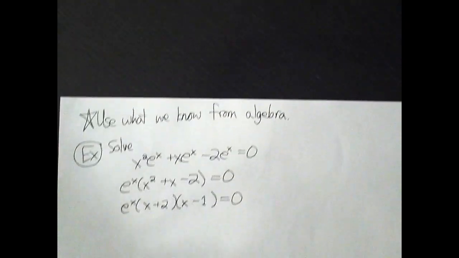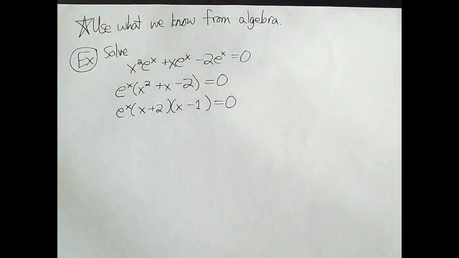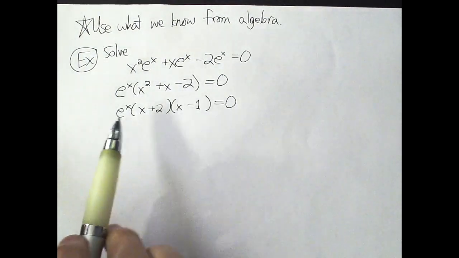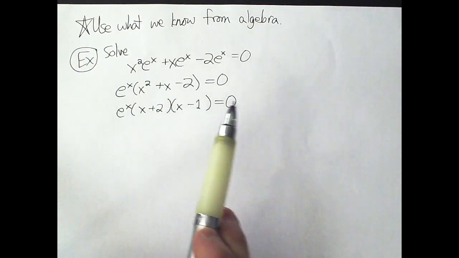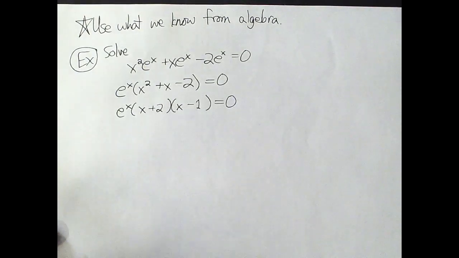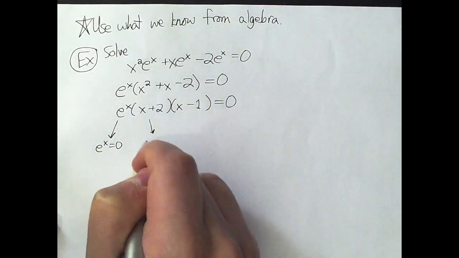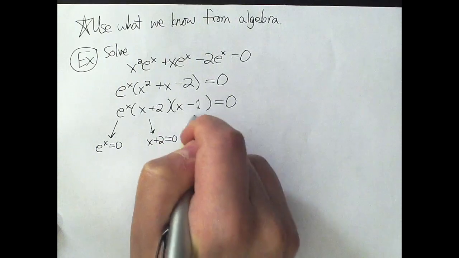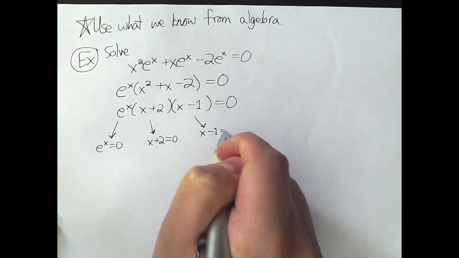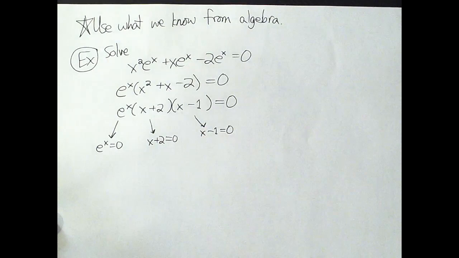Now, because the right-hand side is 0, look what we've got here. We've got something times something times something equals 0. So that means that either e to the x is 0, or x plus 2 is 0, or x minus 1 is 0. Maybe we're getting multiple solutions here. Kind of solving this in a different way. It looks like we don't really need logarithms for this one. So this is sending me on 3 different paths. Maybe each one's going to get us a solution.